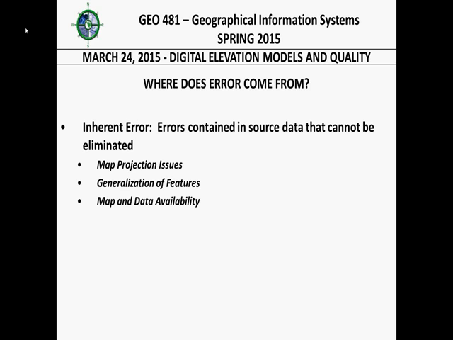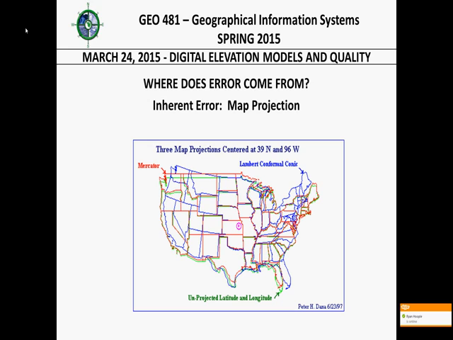Early in the course, you remember SAD: shape, area, distance, direction. That's an error if we think about it. We talked about maps being distorted. I think this is a repeat slide from early in the course. Three different projections in the United States, and things don't line up at all. So map projection might be a cause of error.